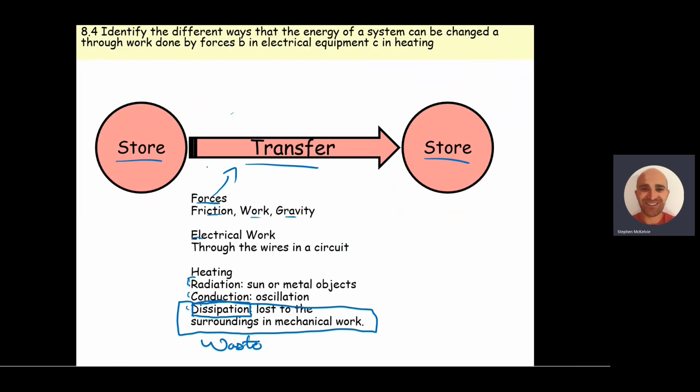Only ever put one of these transfers as a transfer in a diagram, okay? Gravitational potential energy, kinetic energy, chemical energy, thermal energy, they don't do anything. They just allow those transfers to do stuff.